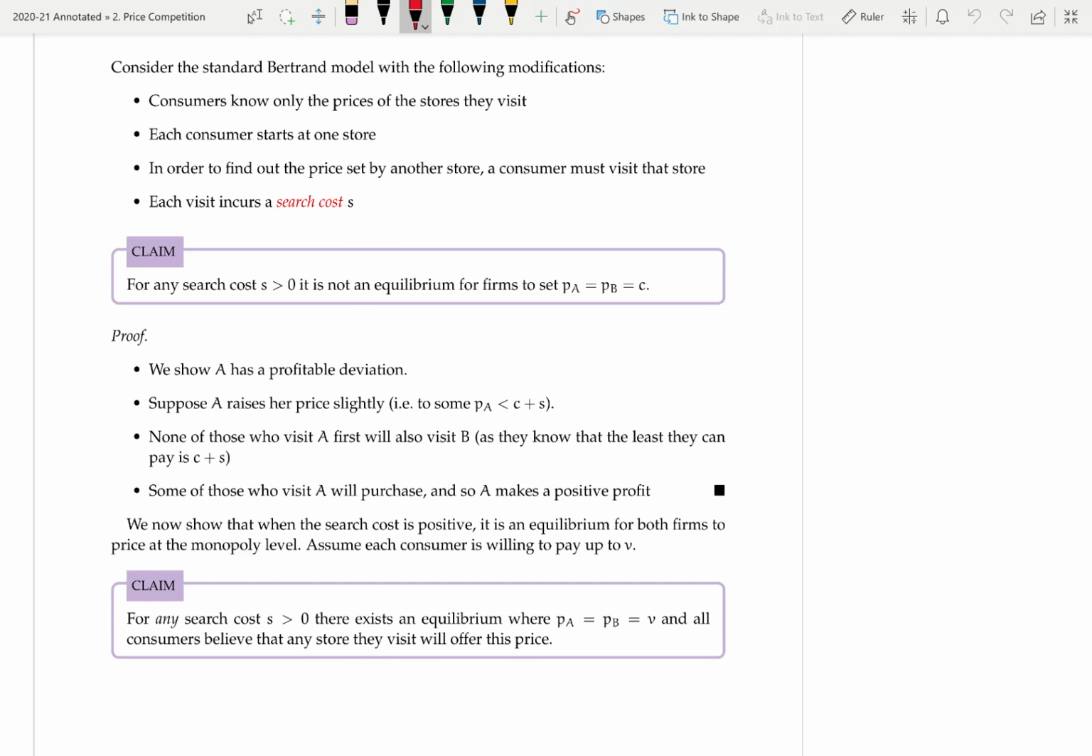So there's an incentive to raise price above marginal cost, because even if a firm's price is a bit above marginal cost and a bit above the other firm's, it's going to cost S to go and actually find out. So even though firm A is pricing above marginal cost, a consumer is not going to go to firm B because they know it's going to incur a search cost, and if A's price is not too much above marginal cost, they know they can't be better off by going to B.